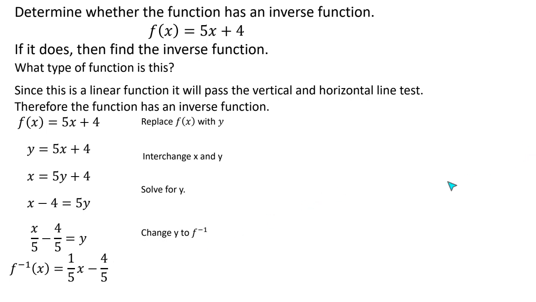So now, whenever you have two inverses, they're going to reflect over the line y equals x.